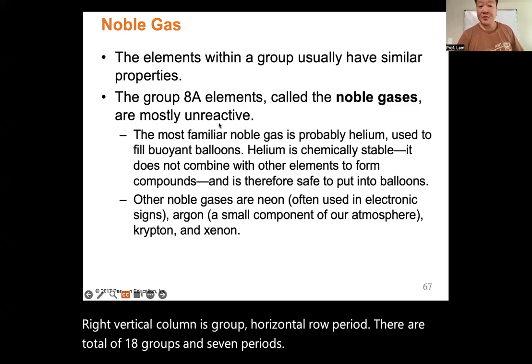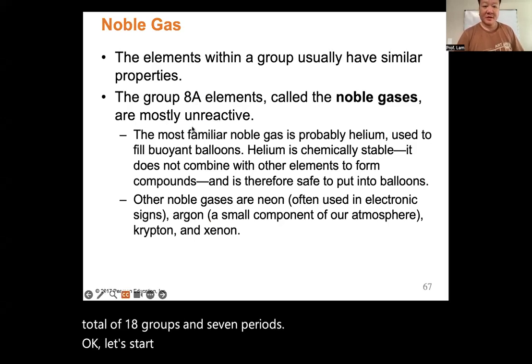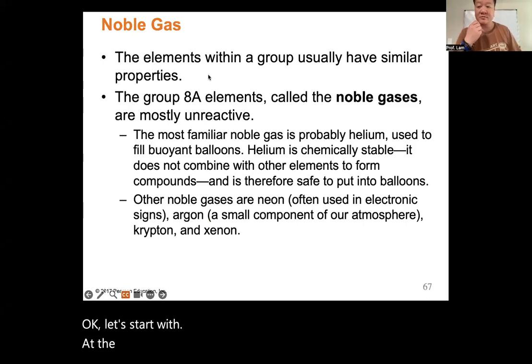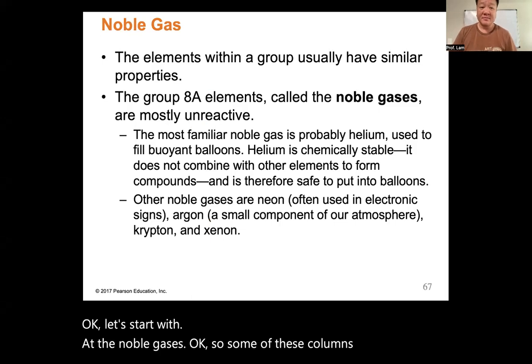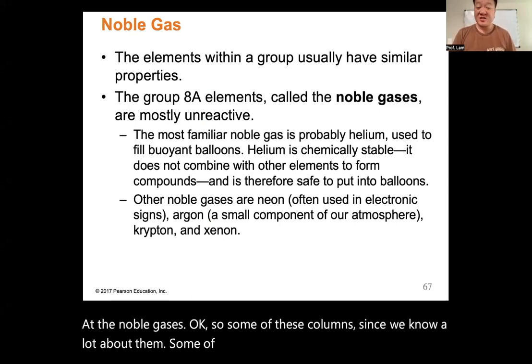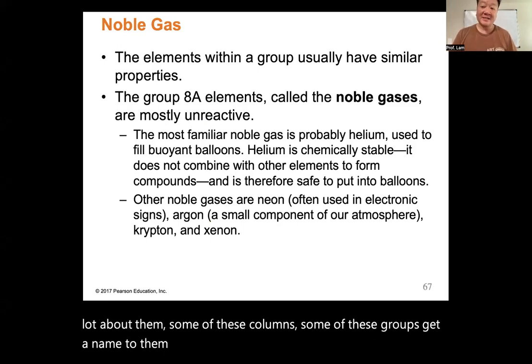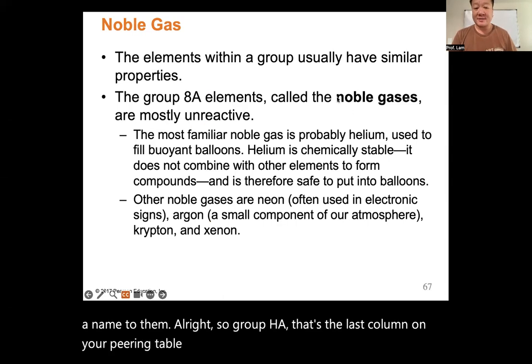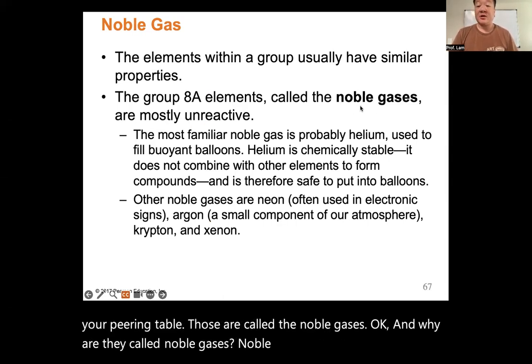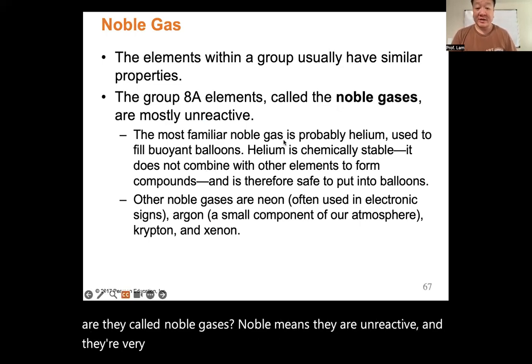Okay, let's start with the noble gases. Okay, so some of these columns, since we know a lot about them, some of these groups get a name to them, right? So group 8A, that's the last column on your periodic table. Those are called the noble gases. Okay, and why are they called noble gases? Noble means they are unreactive. Okay? They're very stable, and they don't react.